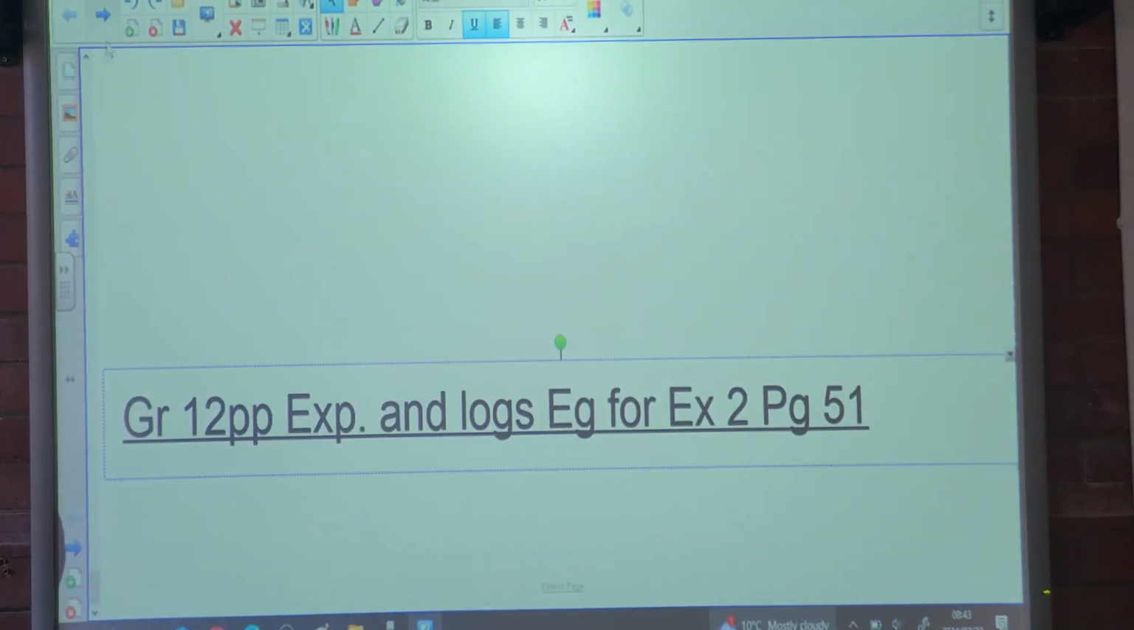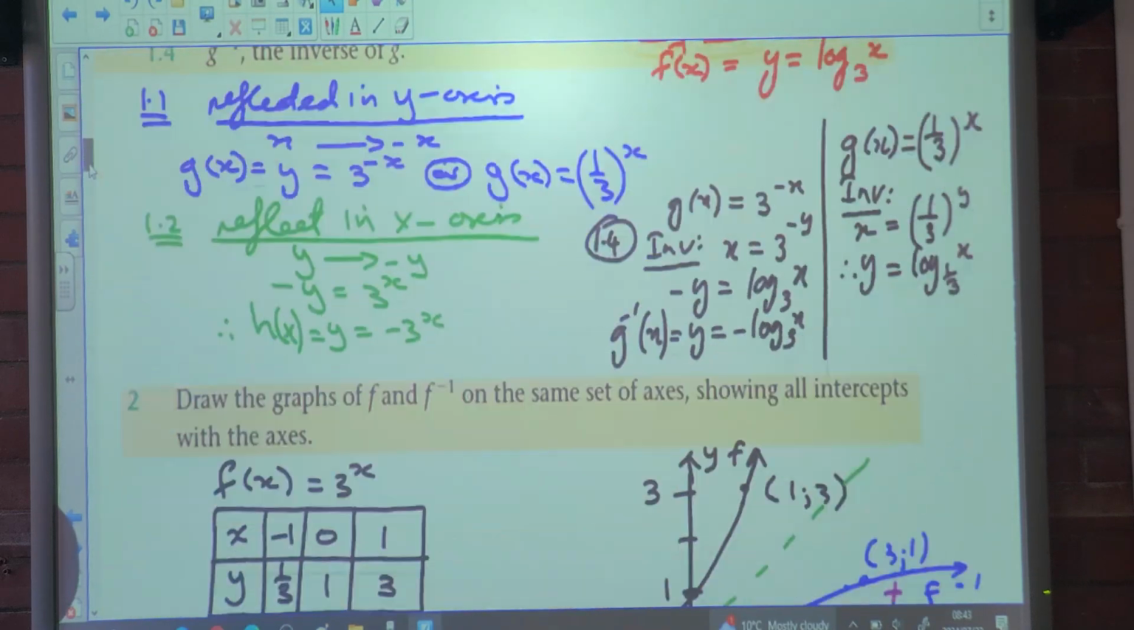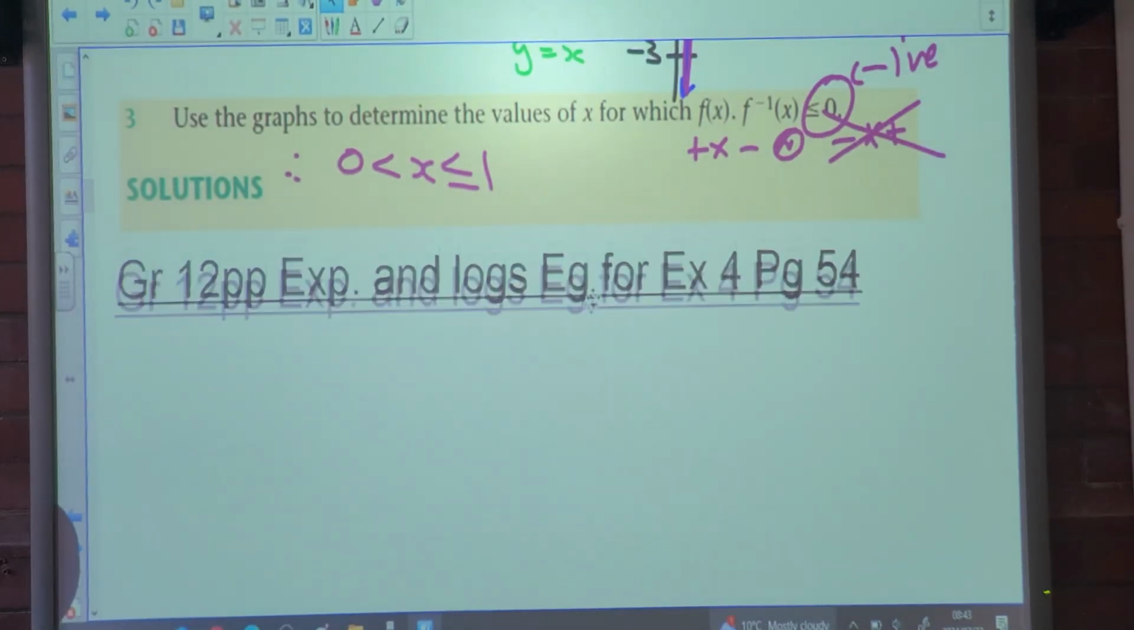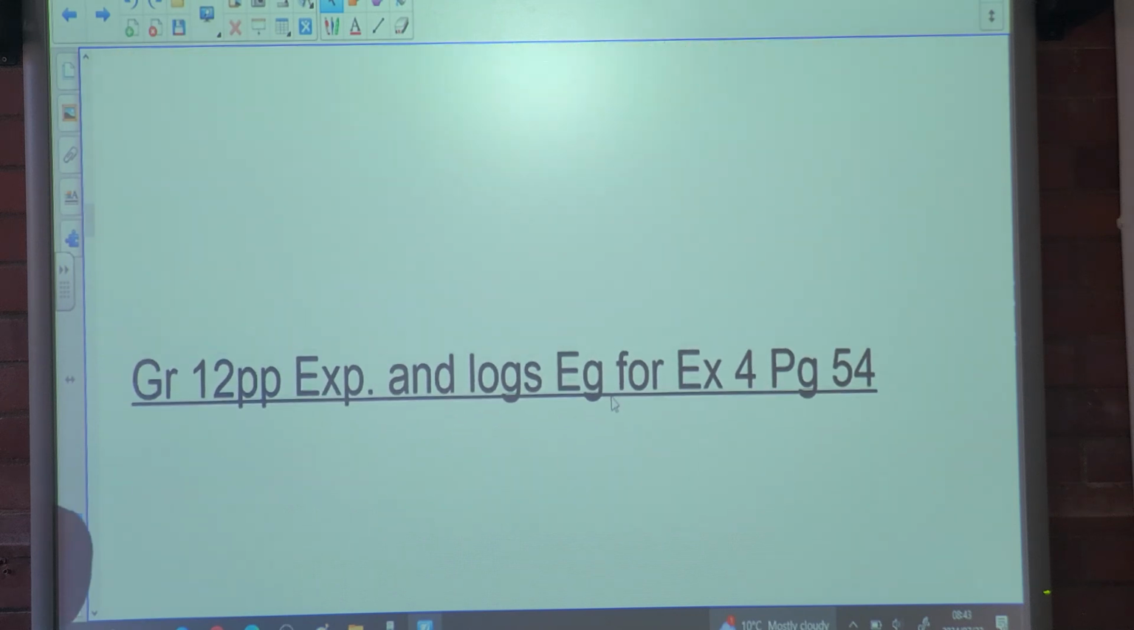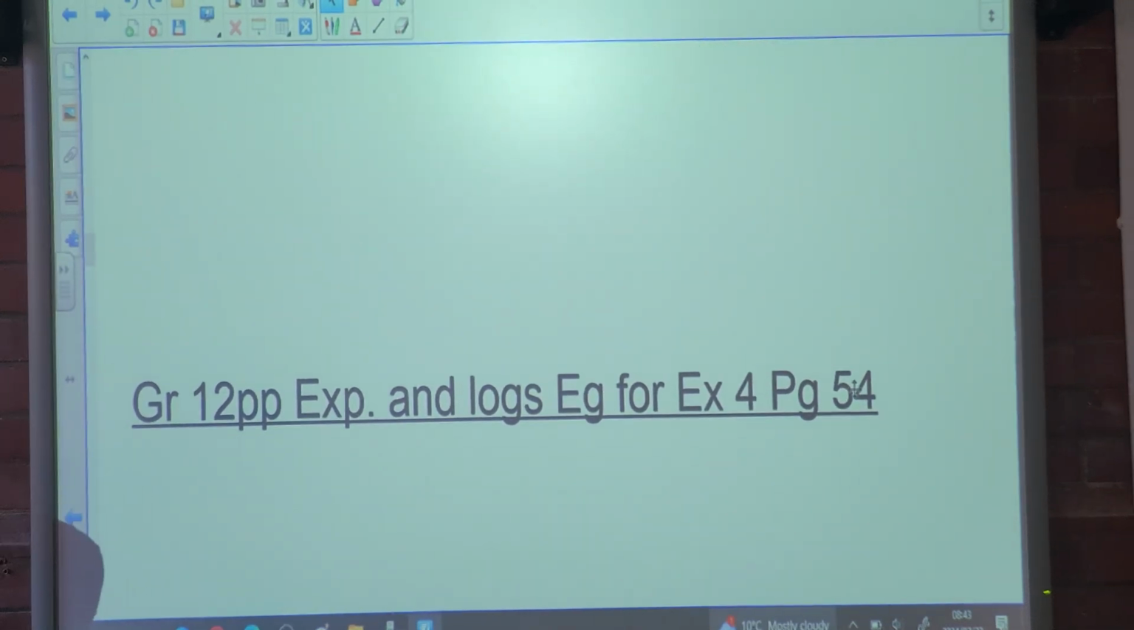Looking at the examples for exercise 3. No, 4. Examples for exercise 4, and exercise 4 is on page 54, correct? 50?